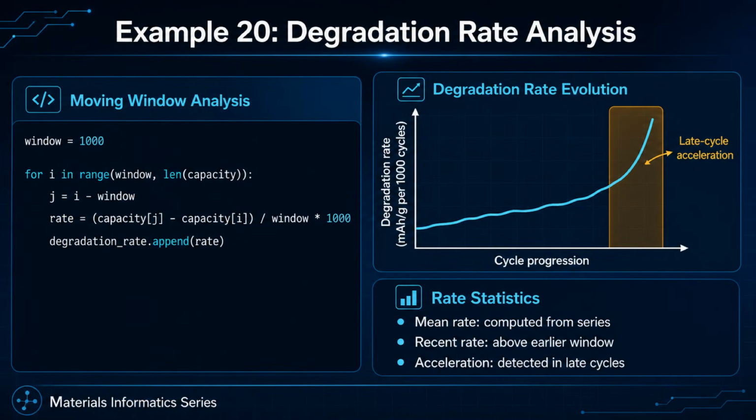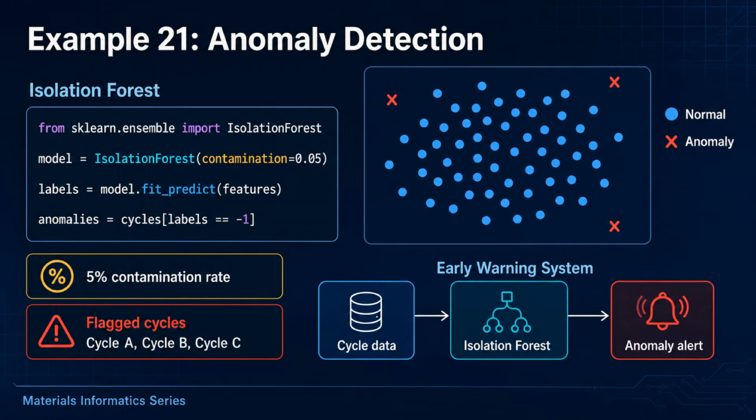Degradation isn't constant over battery life. Our moving window analysis tracks how degradation rate evolves across cycles. Early cycles often show high fade due to SEI formation, followed by a stable period, then potential acceleration as cathode degradation mechanisms kick in. Monitoring rate changes helps detect when a battery enters a dangerous acceleration phase, signaling intervention or replacement.